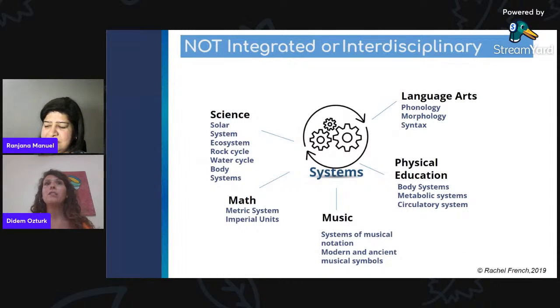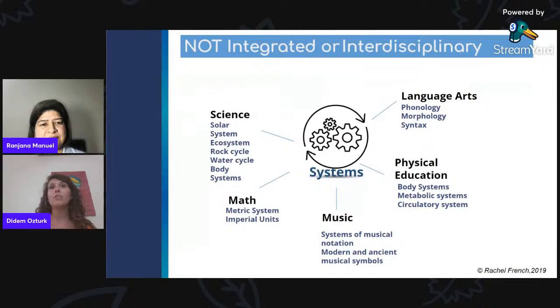And another example, this is also an example of something that is not integrated or interdisciplinary. The topic is systems, and you can see some system-related subjects listed, but there is no connection between them. When you look at science, you see the water cycle, the rock cycle, it's a type of system. And then in physical education, another type of system. And in music, another type of system. Yes, it looks like it's connected, but it doesn't really represent an idea. There is no big idea, because systems is just a topic that is shown here.